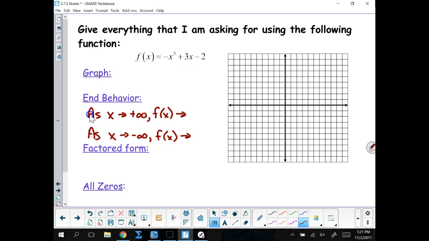Okay? Alright? So, this is an odd degree, right? So that means that they're going in opposite directions. Okay? Even degrees would both go in the same direction. Odds go in opposite. With a negative lead coefficient, that tells me that this one goes to negative infinity, and this one goes to positive infinity.